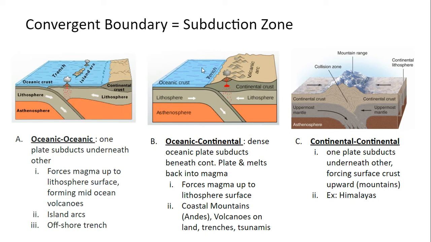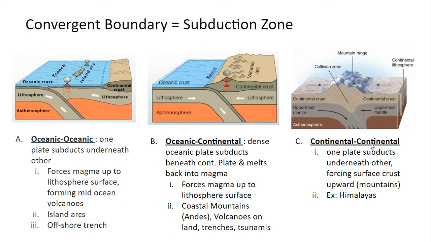So these are going to be rows of islands that are formed due to volcanic activity. When we see an oceanic and continental plate interact, we could see the oceanic crust falls below the continental crust, and once again, it forces magma upwards. You can see that here. This can create coastal mountains. It can also create volcanoes on land, trenches, or even tsunamis.